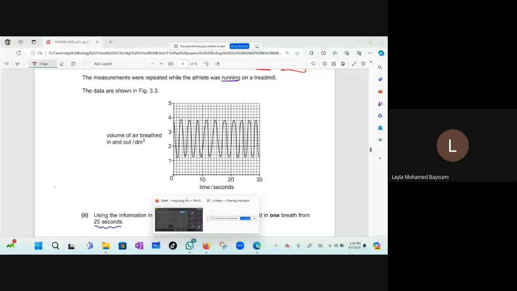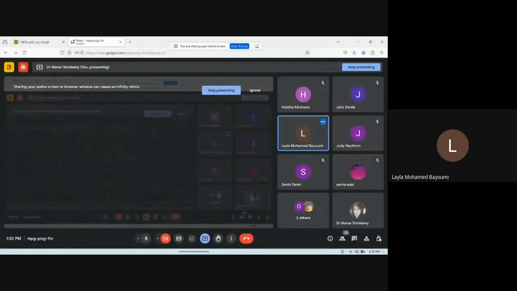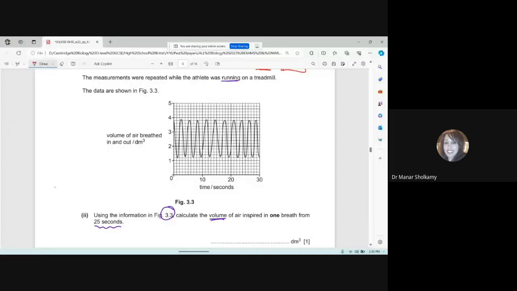Doctor, there's no screen. There is no what? Oh, screen? Never mind. Okay, what will you do? Now it's not there anymore. Okay, now it's there.